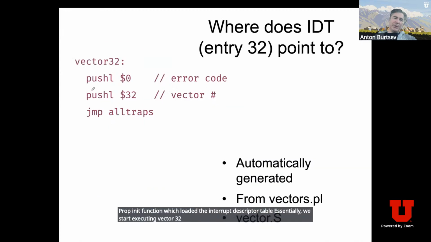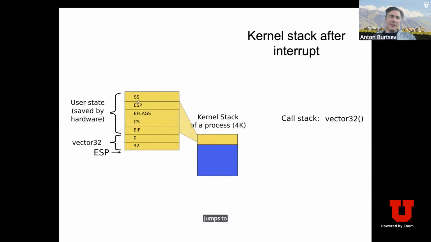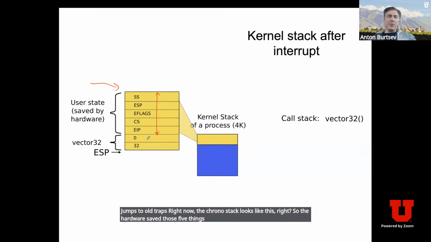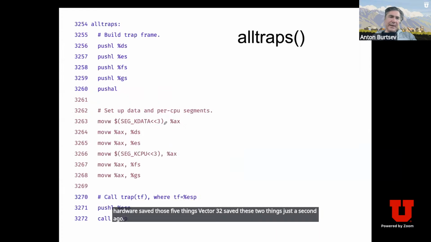Vector 32 pushes an error code, because the hardware didn't push one, so we push it for them. It pushes the number for the interrupt, interrupt number 32, and jumps to alltraps. Right now, the kernel stack looks like this, right? The hardware saved those 5 things. Vector 32 saved these 2 things just a second ago. We are inside alltraps.